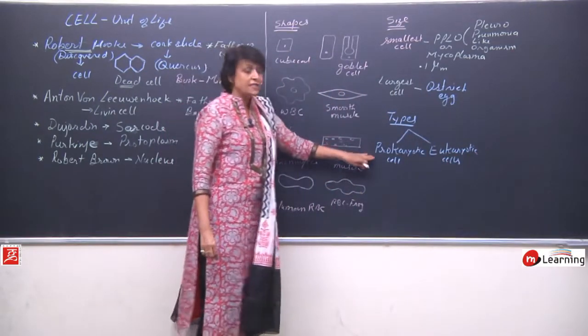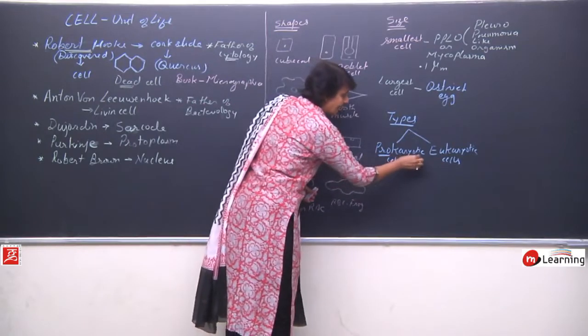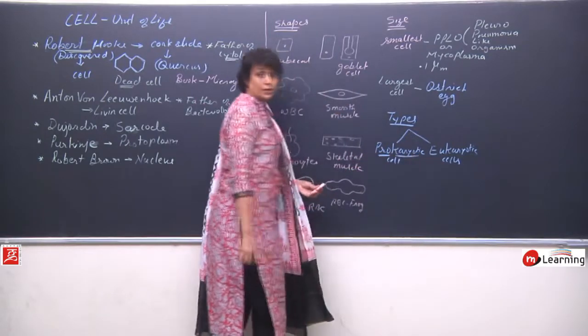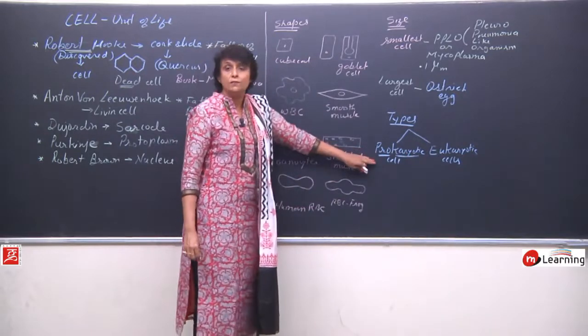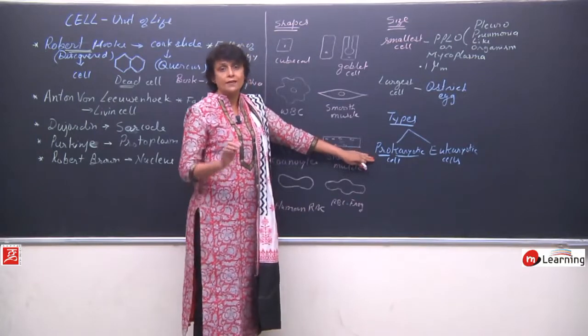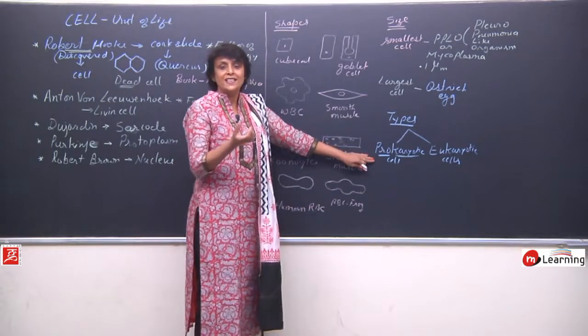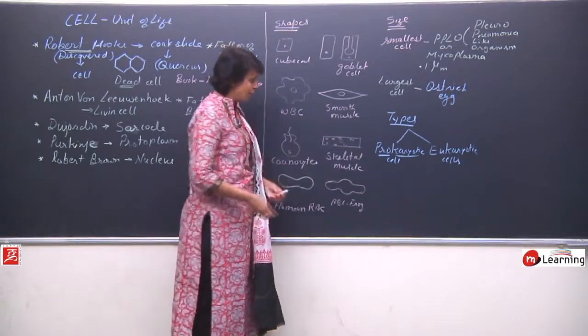Prokaryotic term is derived from two words. Pro means primitive and karyon means nucleus. The cells which have primitive nucleus. Now what is a primitive nucleus? Primitive nucleus is one where there is no membrane surrounding the genetic material. So it is basically naked genetic material which is found in the cell.